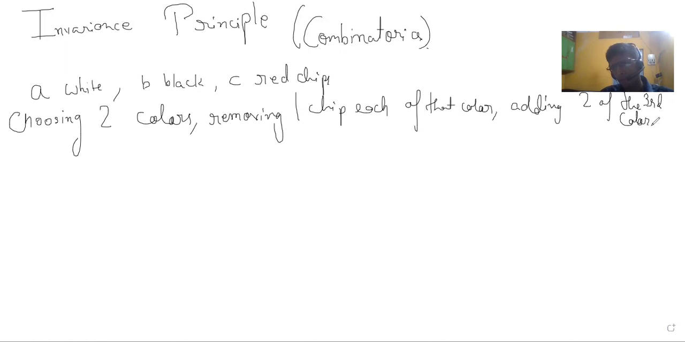Okay. Now the question is again, for what ABC is it possible to make all the chips in the end of the same color?